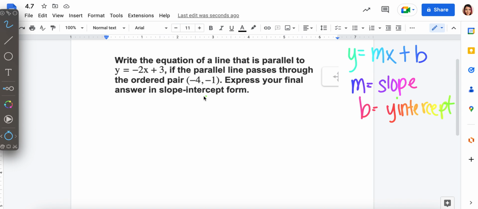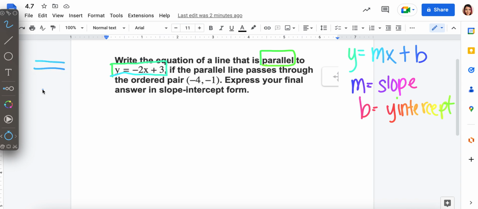Okay. So this says write the equation of a line that is parallel to this. So it gives us the original equation, but we want to write the equation that's parallel to that line. So that's not our answer. So we have to think what we know about parallel lines.